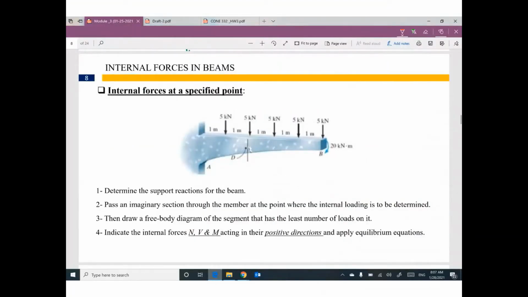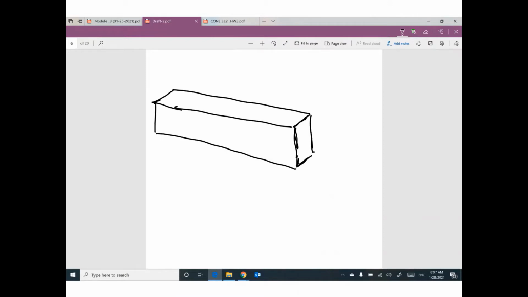Last meeting, we started something called internal forces in beams. Just to remind you, if you have a beam, it looks like this. It's very important to understand this concept.